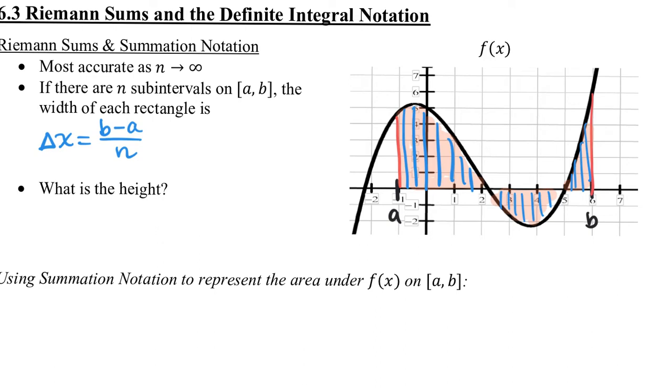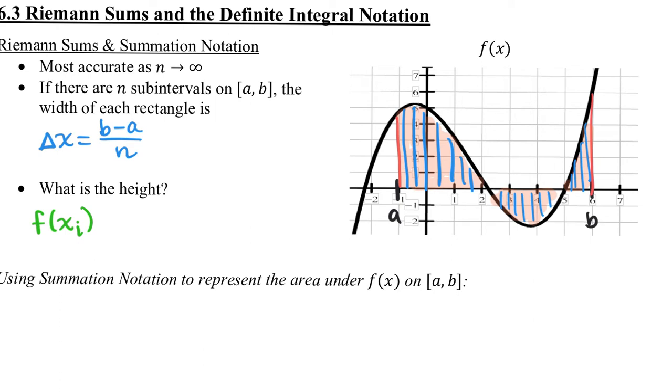So I'm going to say that the height of each of these little rectangles is going to be f of x, but it depends on which rectangle I'm on. So I'm going to say x sub i. If I'm on the first rectangle, the height might be here. If I go to the next one, it's going to be up here. It's just going to depend on the x value at each of those points.